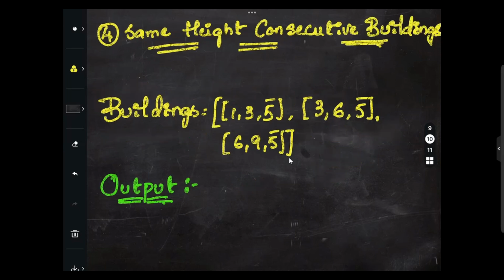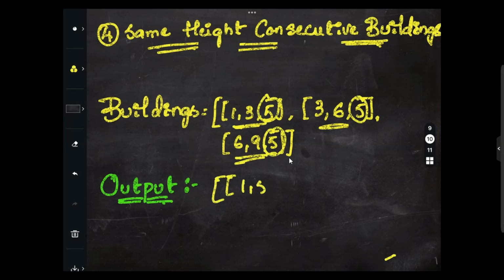The final edge case, or the fourth edge case, is same height consecutive buildings. When I say same height, every building should be of the same height, right? I have just considered 1 3 5, 3 6 5 and 6 9 5. You can clearly see here height 5 5 5, right? Same height consecutive buildings. So the output here will be 1 comma 5 and 9 comma 0. You can visualize in the same way as I have said earlier.